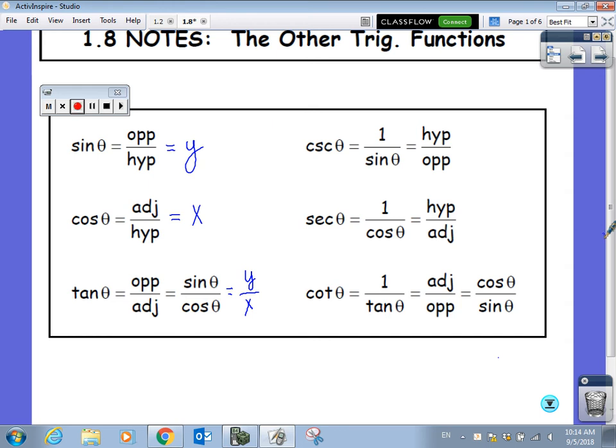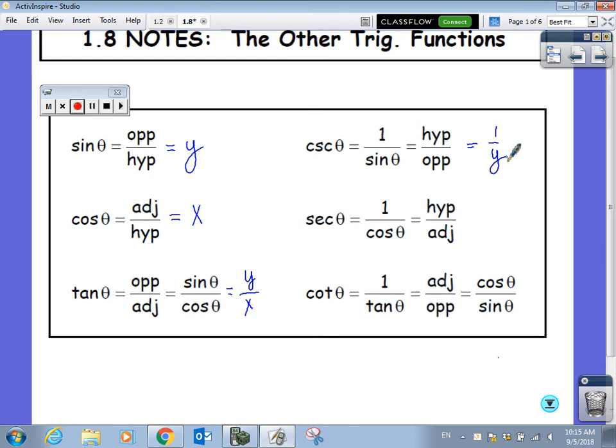Reciprocal means numerator goes to the denominator, denominator goes to the numerator. So cosecant is the reciprocal of sine. If we flip sine, sine theta over 1 becomes 1 over sine theta. If we take the opposite over hypotenuse, that flips to hypotenuse over opposite. Or if we're on the unit circle, we take y, flip it, that's 1 over y. So different ways to think about it. We have to know all of them because it depends on the situation which one we will use.